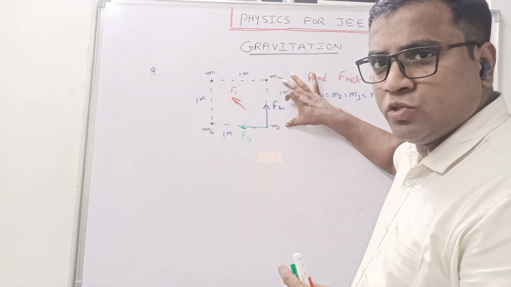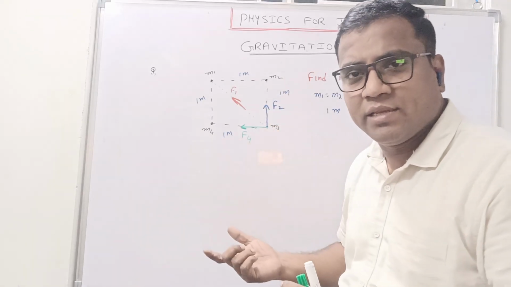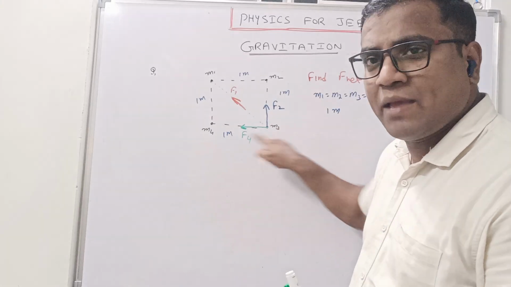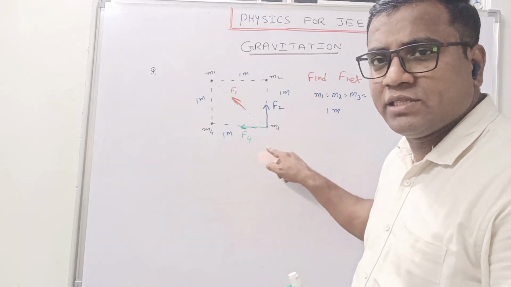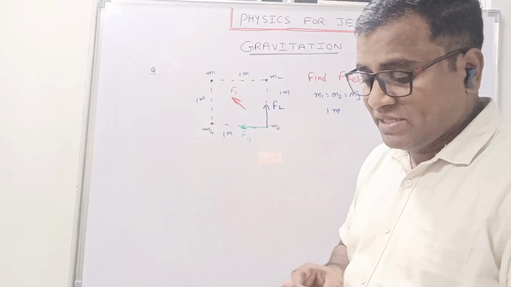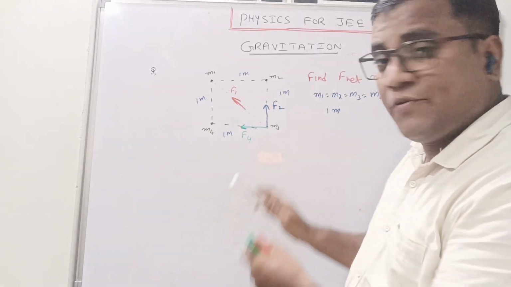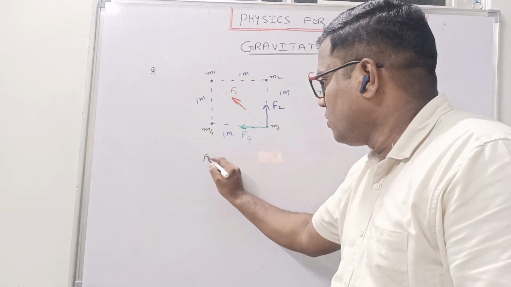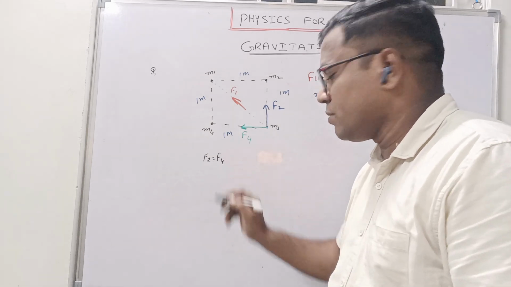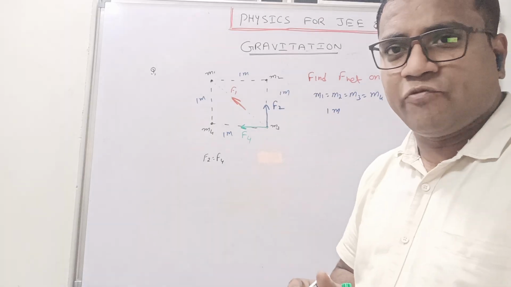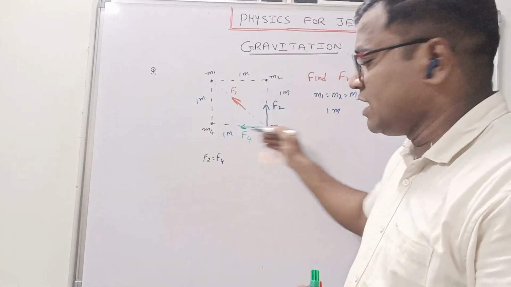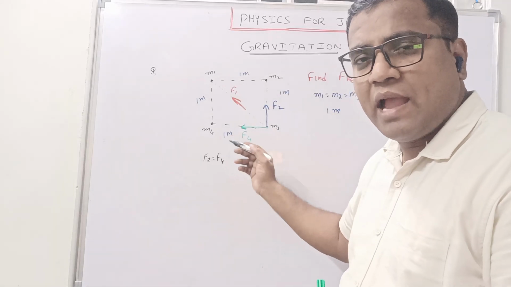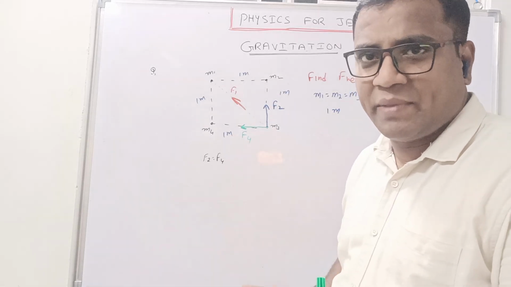The force between these two and the force between these two should remain the same. Why? Because these two are the same masses and these two are the same masses, separated by the same distance, so the force should be the same. That means in this special condition I can write F2 is equal to F4. Correct? This force and this force remain the same, because the masses and the distance are the same.